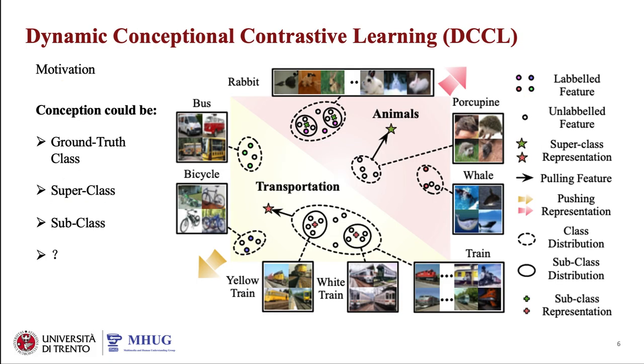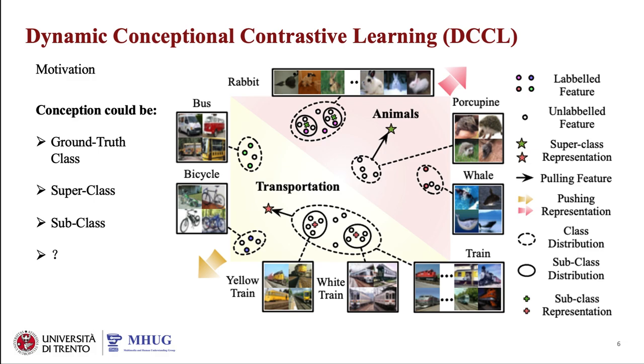To overcome these drawbacks, we proposed dynamic conceptual contrastive learning, namely DCCL, to jointly learn instance representations and generate conception representations. This idea is motivated by the common sense that humans can distinguish the category of images based on different conceptions. So we assume that samples that belong to the same conceptions should be similar to each other in the feature space. The conception can be regarded as ground truth classes, superclasses, or subclasses.